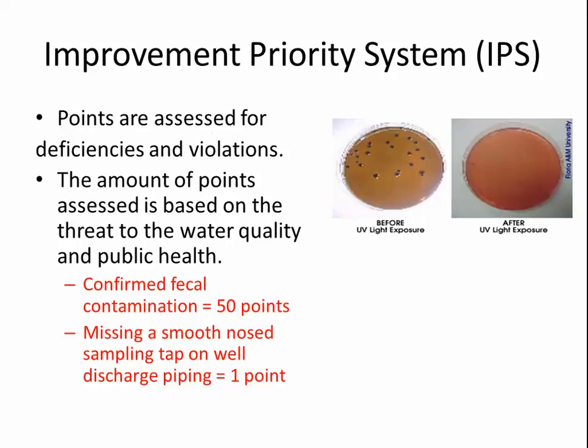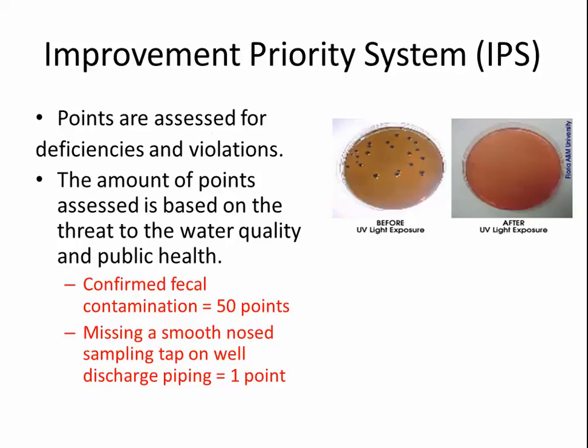An example of a deficiency would be if during your sanitary survey, which by the way, those happen every 3 years, during your sanitary survey, if they see that you don't have the number 14 mesh screen on your air vent, that would be a deficiency and you would be assigned points. Those points would go against your IPS report, your Improvement Priority System report.